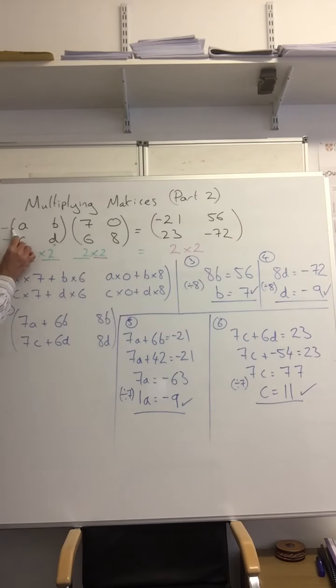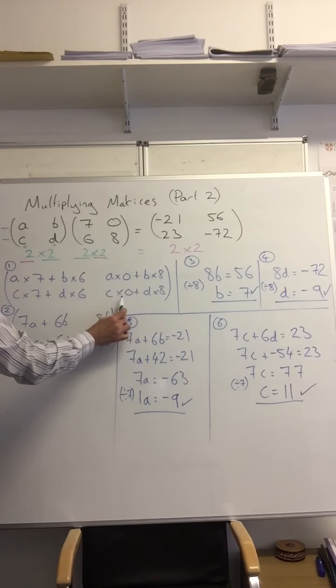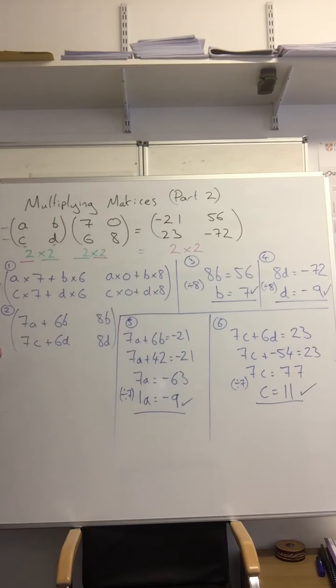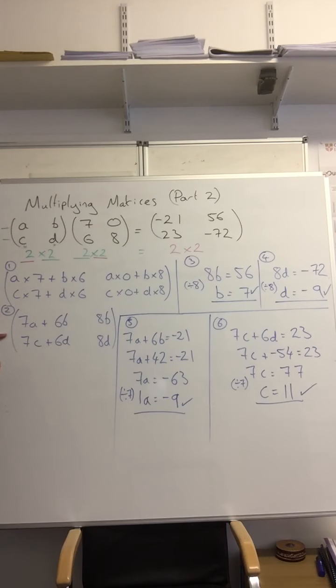I've got to multiply each row by each column. So for this part of the matrix, I've got A times 7 added to B times 6, C times 7 added to D times 6. So remember, you are adding A times 0 plus B times 8, C times 0 plus D times 8. That is important. If you're getting stuck, write that step down. Then simplify, collect like terms. Okay, so I've got 7A plus 6B, 7C plus 6D, 8B and 8D.